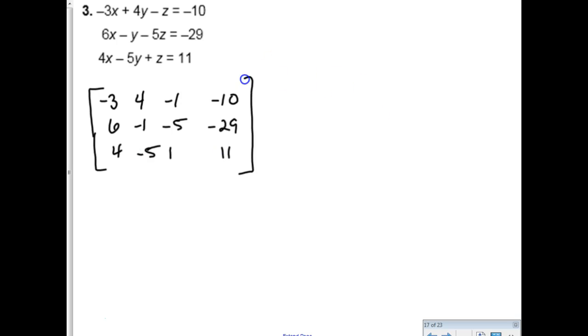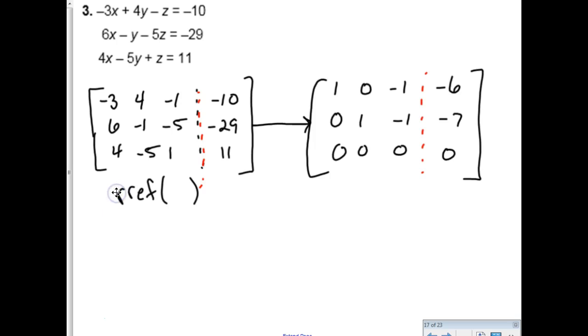So pause the video, get your matrix entered, and then perform RREF on this matrix. After performing RREF on that matrix, we get this type of a solution. Think about the 3 examples we just saw. This is not a case where you get a unique ordered triple. So is this many solutions or no solution?